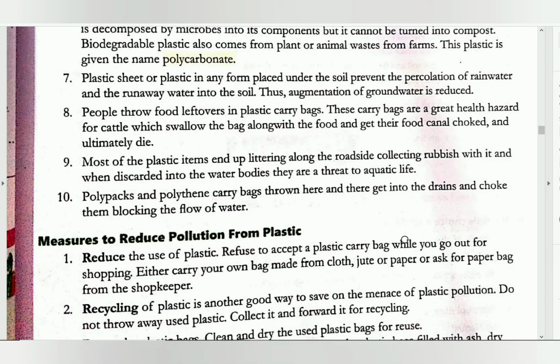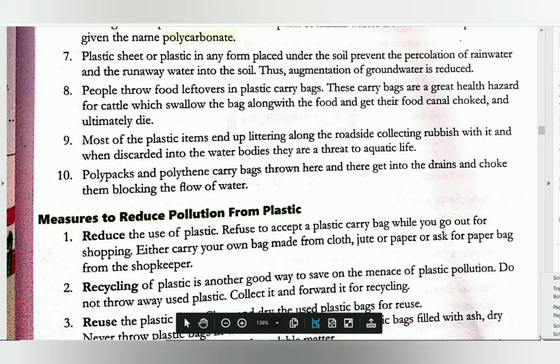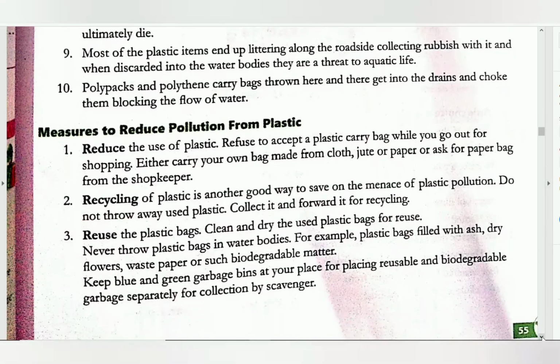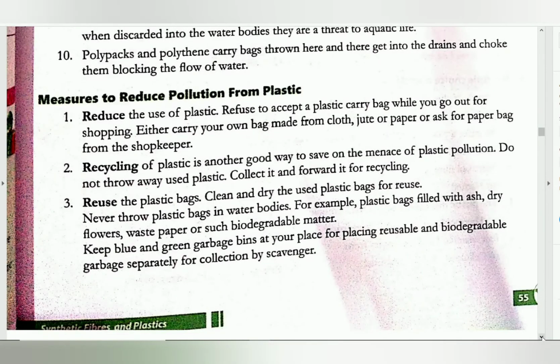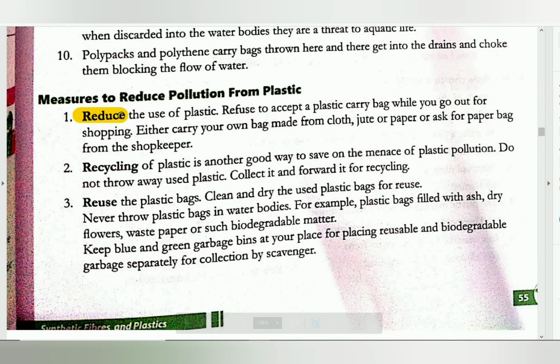Alright, so we have to reduce plastic. How can we reduce plastic? Alright, what are the measures to reduce pollution which is caused due to plastic? Let's see. So basically there are three ways by which we can reduce pollution caused by plastic. The first one is reduce, second one is recycle, and the third one is reuse.